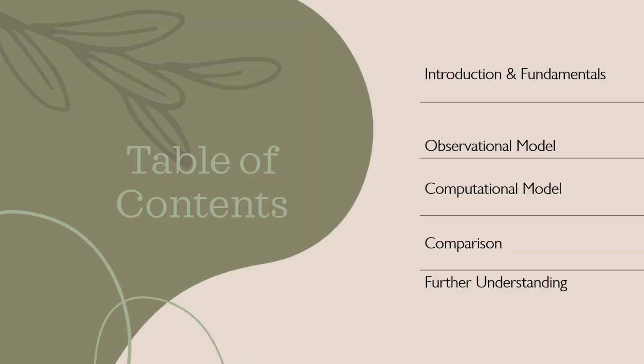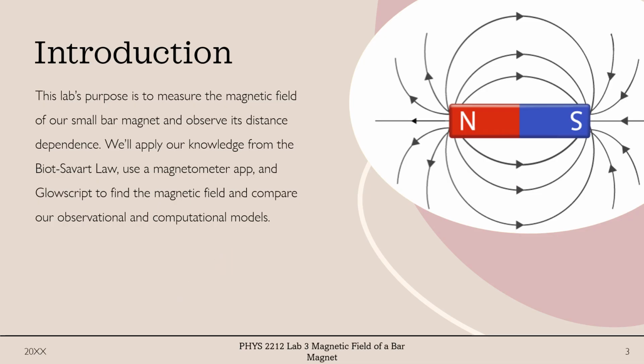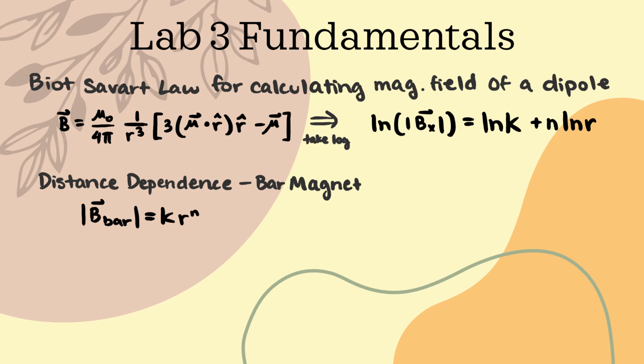Today I'll walk you through the introduction to the lab and fundamentals for it, our observational model, computational model, a comparison of the two, and further understanding. In this lab, we are to measure the magnetic field of our small bar magnet and look at its distance dependence. We'll apply our knowledge from the PHYS law, use a magnetometer app and GlowScript to find the magnetic field and compare our models. The fundamentals for this lab and formulas will be the PHYS law for calculating the magnetic field of a magnetic dipole, which we'll manipulate by taking the natural log of it, and then we'll also need the distance dependence equation for a bar magnet.